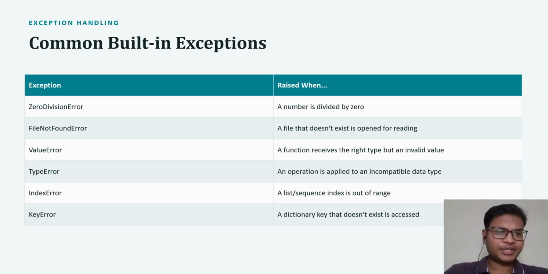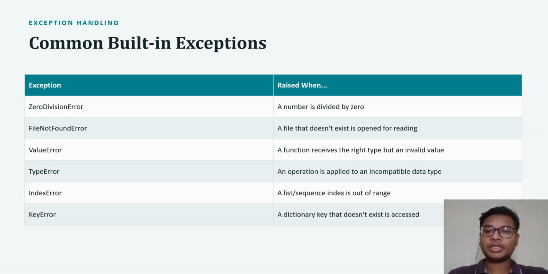We have ZeroDivisionError, FileNotFoundError, ValueError, TypeError, IndexError, and KeyError. ZeroDivisionError is raised when a number is divided by zero. If any number is divided by zero, then ZeroDivisionError is raised. FileNotFoundError is raised when a file that doesn't exist is opened for reading. Remember, okay?